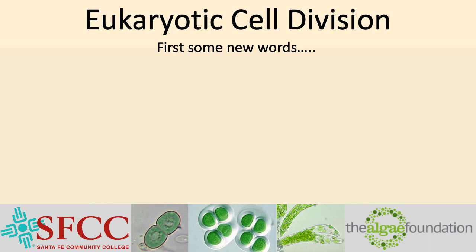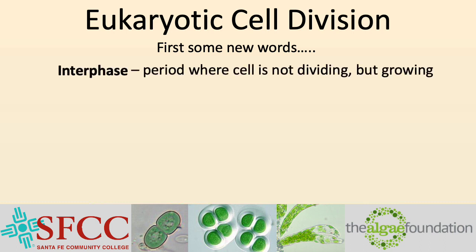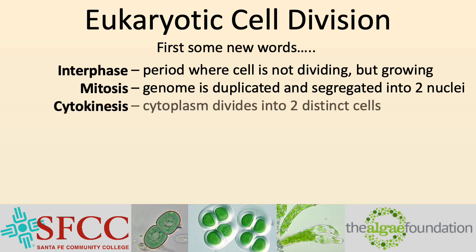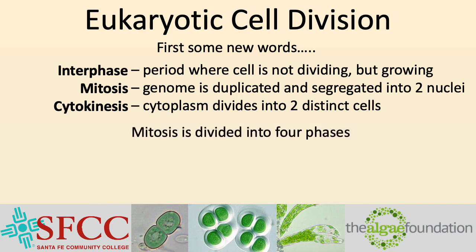And some more new words. Interphase is the period where the cell is not dividing, but is growing larger. Mitosis is the period where the duplicated genome is segregated into two new nuclei. Cytokinesis is the period where the cytoplasm divides into two distinct cells. Mitosis is divided into four phases: prophase, metaphase, anaphase, and telophase.